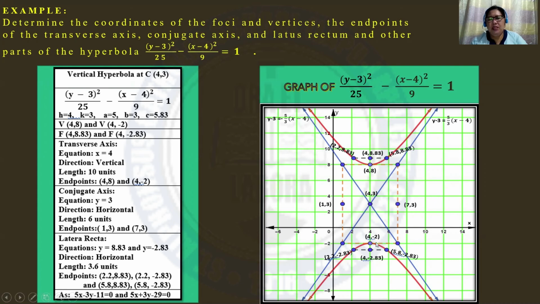These 4 points here are the intersection of the vertices and the co-vertices. Then draw the asymptotes with the equation y minus 3 is equal to 5 over 3 times the quantity x minus 4. You may simplify the equation or not. And these are the endpoints of the latus rectum. This one, this, and this are the endpoints of the latus rectum.